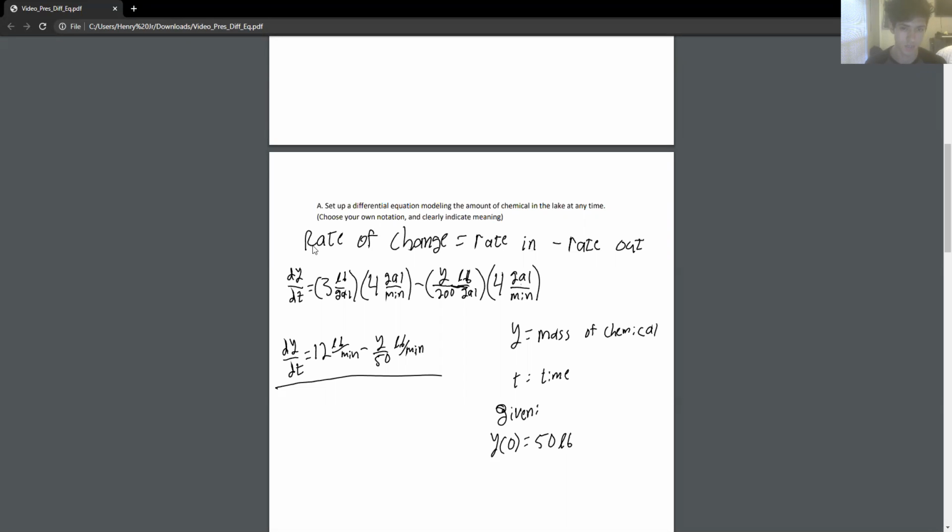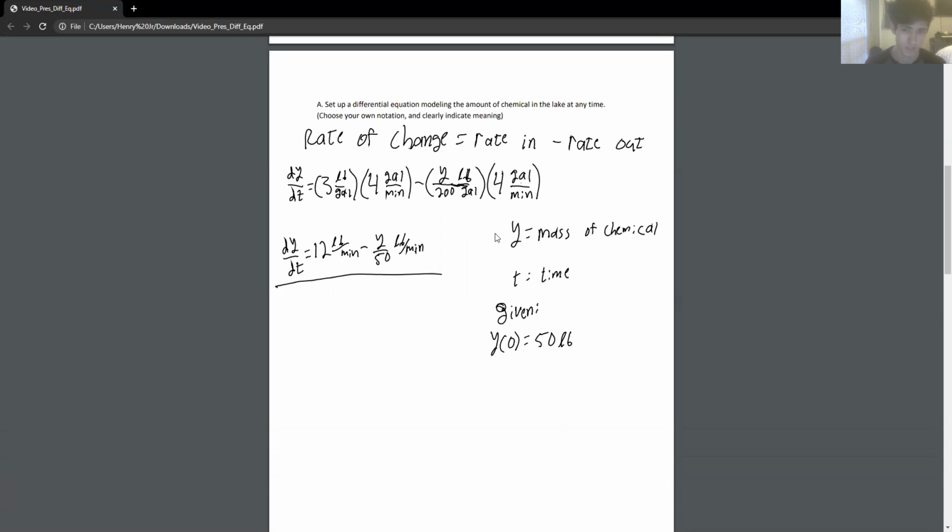and the basic model would be the rate of change equals rate in minus rate out. Setting this up, on the left-hand side we use dy/dt, the change of y over the change in time, and y would be the amount of the chemical. So we'll use that in this equation. The rate in is given to us as 3 pounds per gallon, and we also have 4 gallons per minute. So we're looking for the weight and time, where the units cancel out, which gives us pounds per minute.